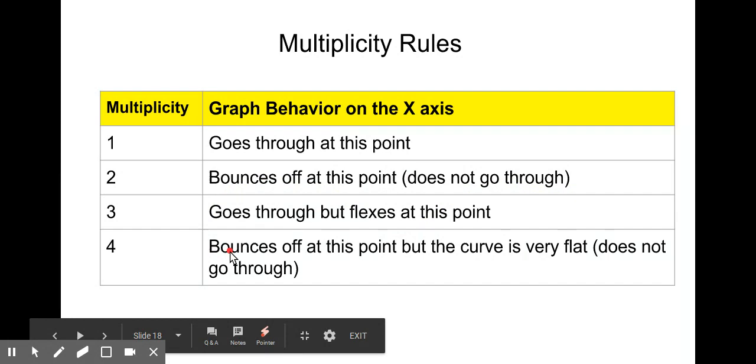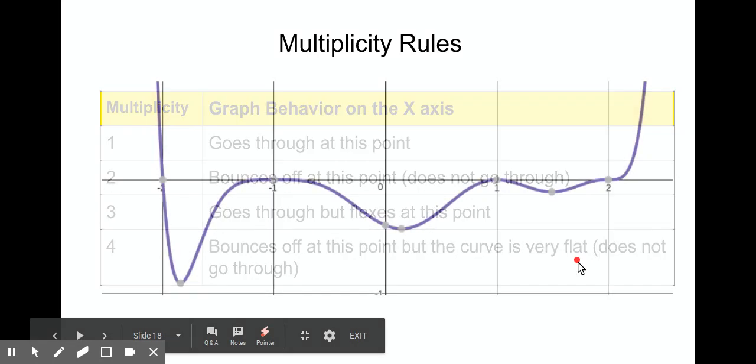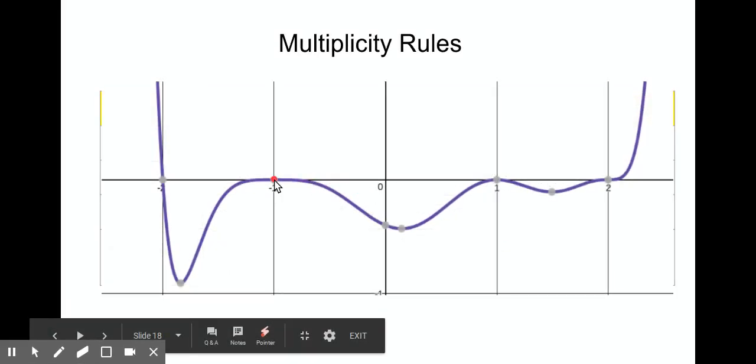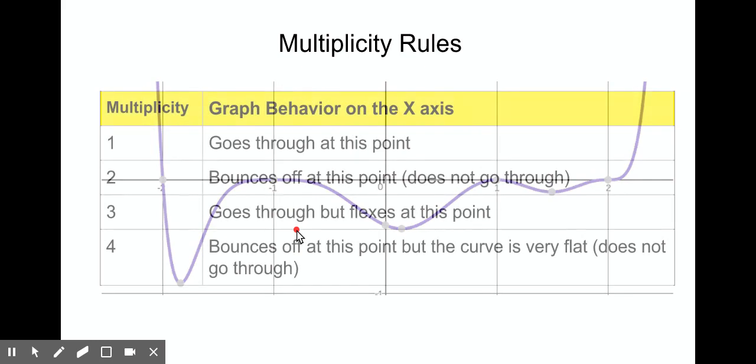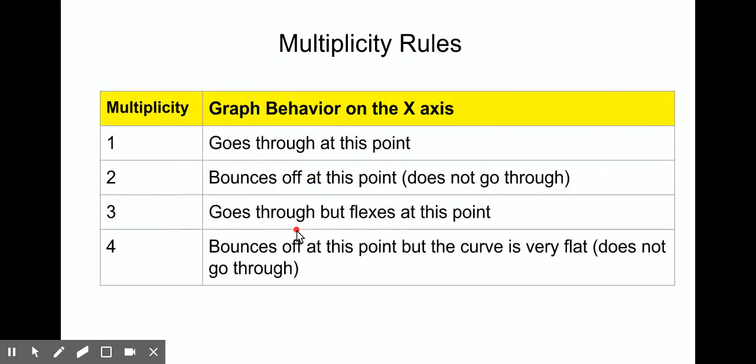And the last example is a multiplicity of 4. It bounces off again, but this time the bounce is very flat. Let me show you what that looks like. That's this point right here. It bounced off, it didn't go through, but it's very flat. It's almost like it hit the line for a little while. Instead of bouncing off quickly, like the multiplicity of 2, the multiplicity of 4 bounces off but is flatter. That's the behavior you're going to see on graphs depending on its multiplicity.